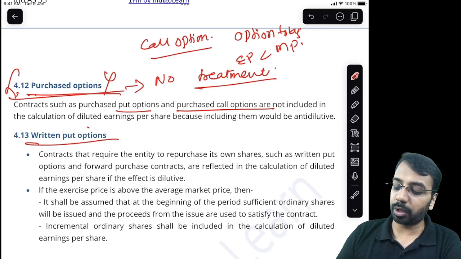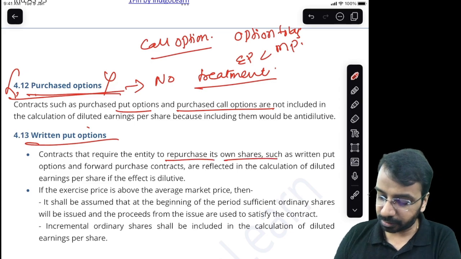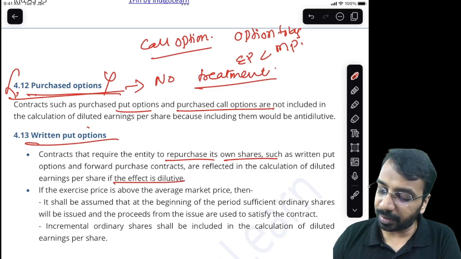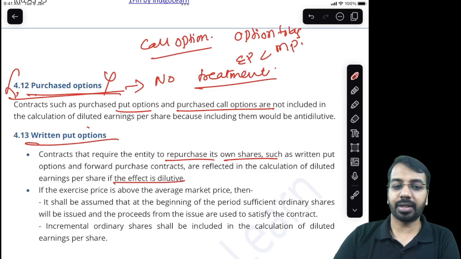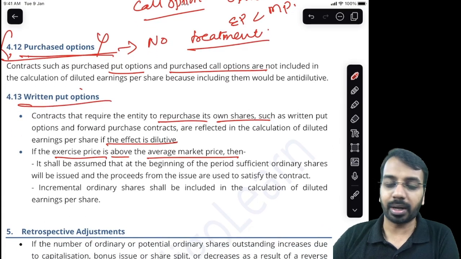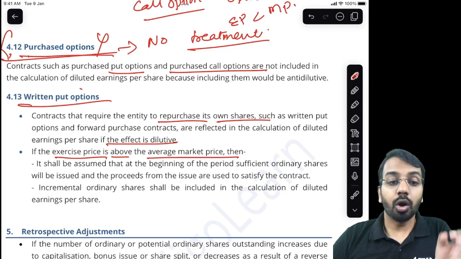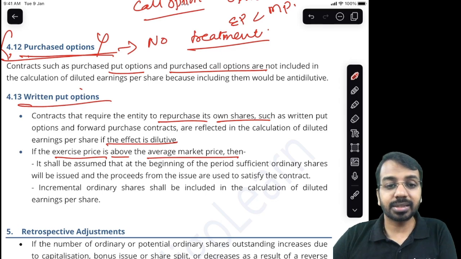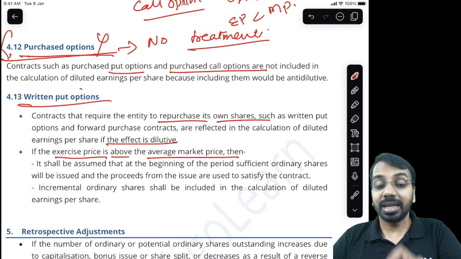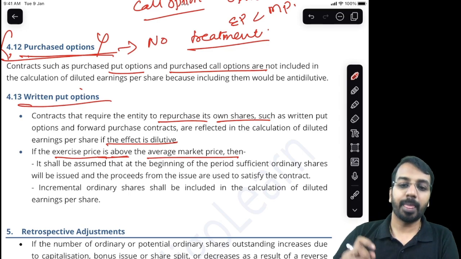Now, in case of a return put option, what we need to understand is the entity will repurchase its own shares when you have a return put option or forward purchase contract, and it will be included if the effect is dilutive. Now, when will the effect be dilutive? If the exercise price is above the market price. Because I'm agreeing to buy, the other party will sell only if the exercise price, the price at which the other party will sell, is above the average market price. At that point you will have that transaction being executed, right?